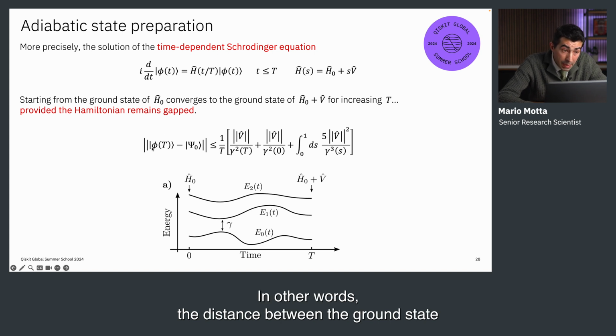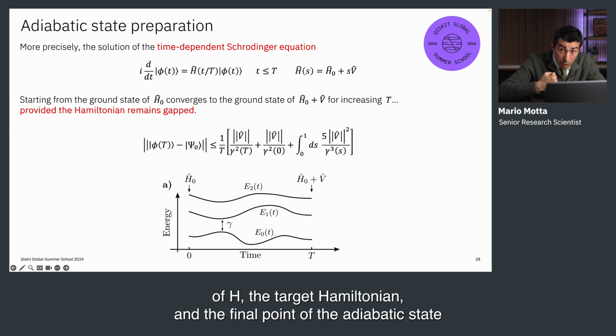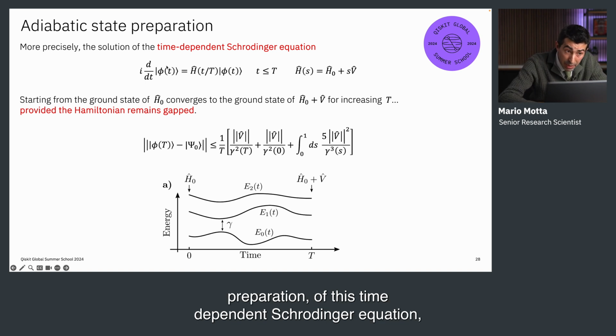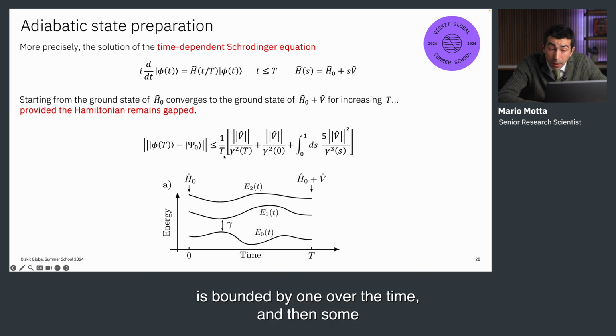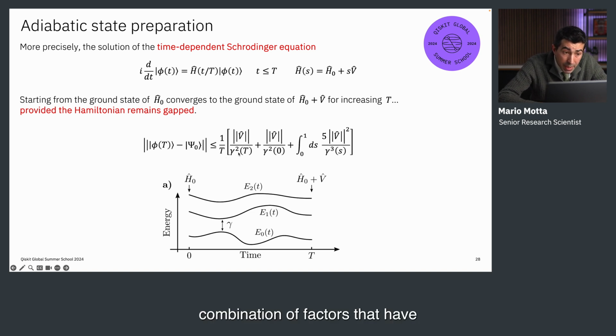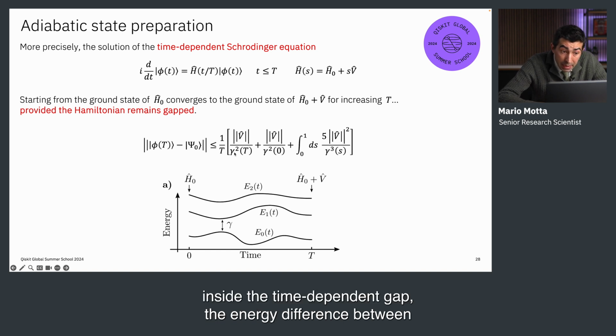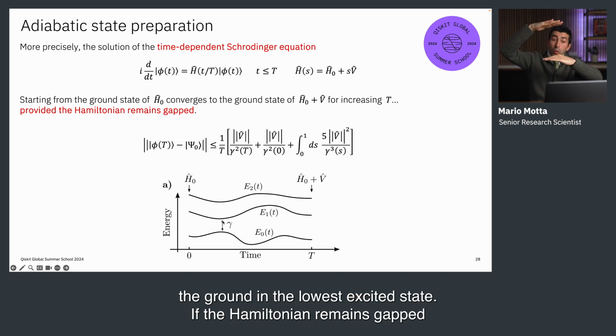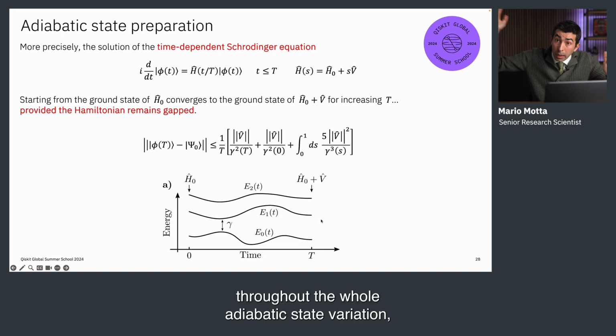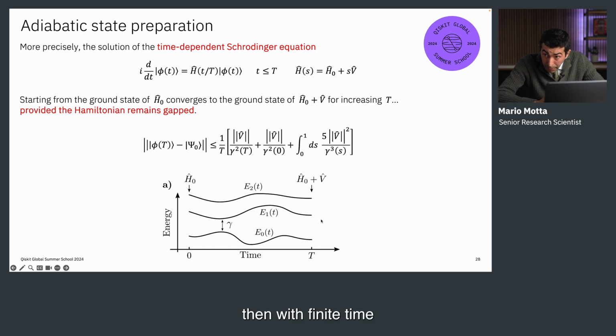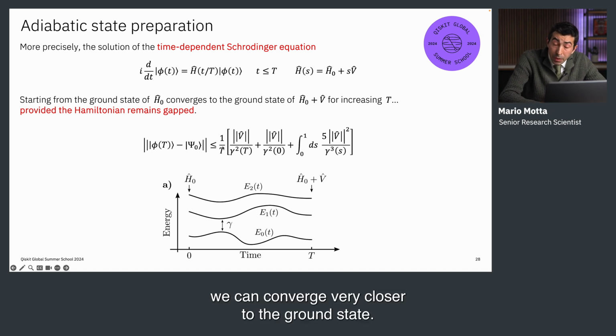In other words, the distance between the ground state of H, the target Hamiltonian, and the final point of the adiabatic state preparation of this time-dependent Schrödinger equation is bounded by 1 over the time, and then some combination of factors that have inside the time-dependent gap, the energy difference between the ground and the lowest excited state. If the Hamiltonian remains gapped throughout the whole adiabatic state preparation, then with a finite time we can converge very close to the ground state.